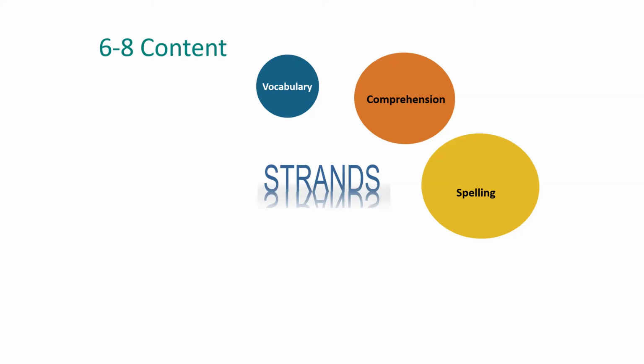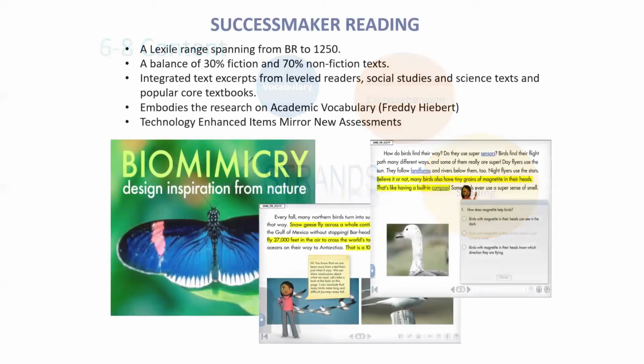There are some that you can adjust for the entire class, but in this case, this would be one that you would adjust just for students individually. So just to give you more information about the SuccessMaker reading program, you're going to find that the students will engage in text from beginning reader to a Lexile level of 1,250. Most of the text that they encounter is going to be nonfiction, so you'll see a lot of excerpts from science, from social study text.